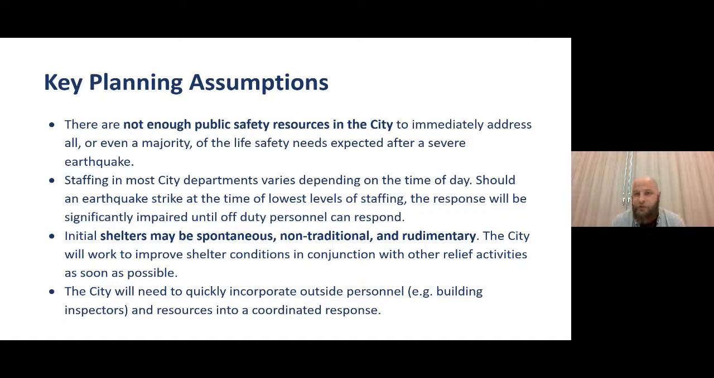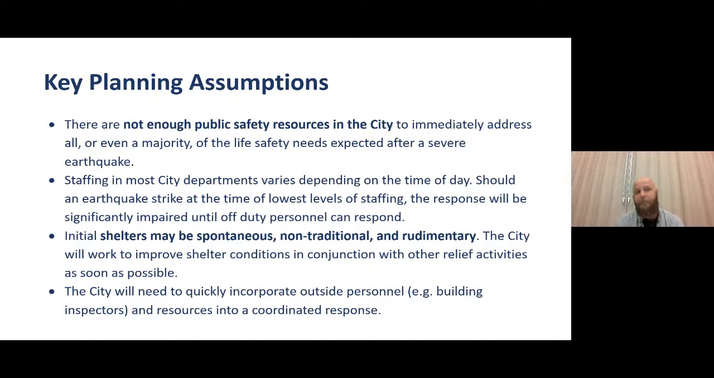There are not enough public safety resources in the city to immediately address all or even a majority of the life safety needs that we would have after a severe earthquake. So I think a good example is the Ballard fire that we had in 2019 that took out a strip of businesses in Ballard. That was in the middle of a weekday. And that was a single fire, although it was a series of buildings that were on fire. That took 65% of all Seattle fire resources. So our city government and our emergency response is really built to deal with day-to-day issues. If we have an event that makes those issues tenfold or 100-fold, we just don't have the resources to deal with that.